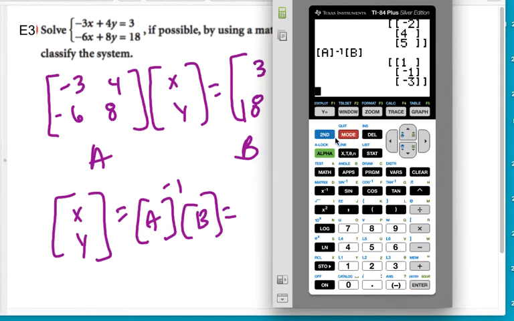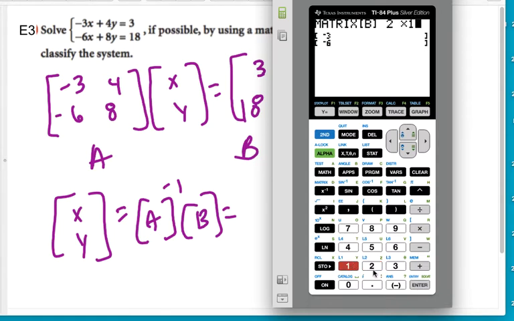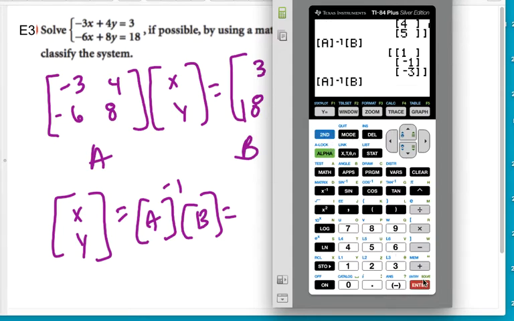And then I quit out of that, and I go back to matrix. All right, and I'm going to go to B, which is now a 2 by 1, and it is a 3 and an 18, right? And that's right, and I quit out, and then I try it. Uh-oh. So I get an error: singular matrix.